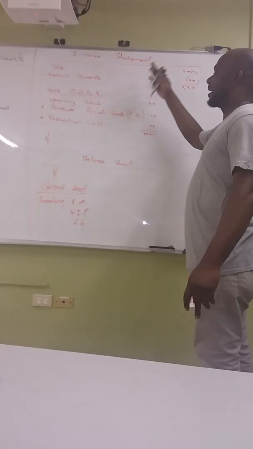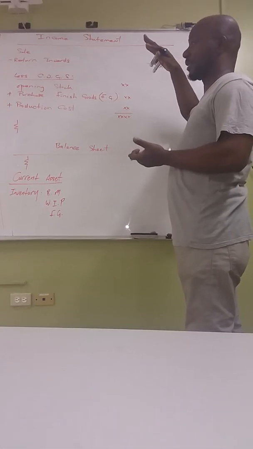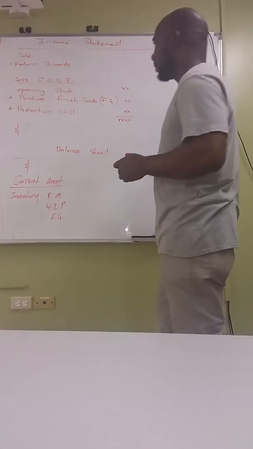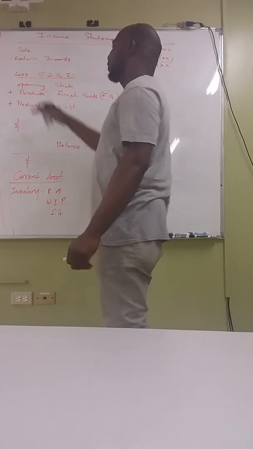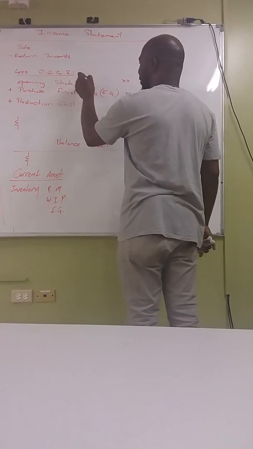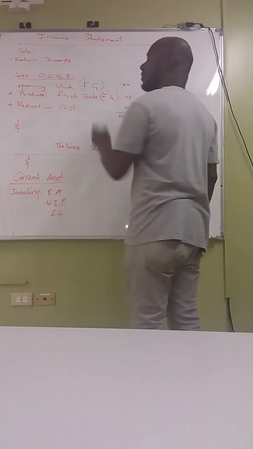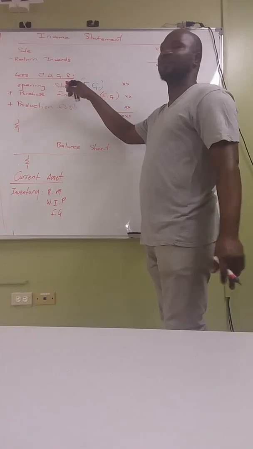We're going to look at the part of the income statement that affects the manufacturing. Now we start out with our less cost of goods sold. First of which we have our opening stock, and the opening stock that we're making reference to is opening stock of FG, which is known as finished goods.